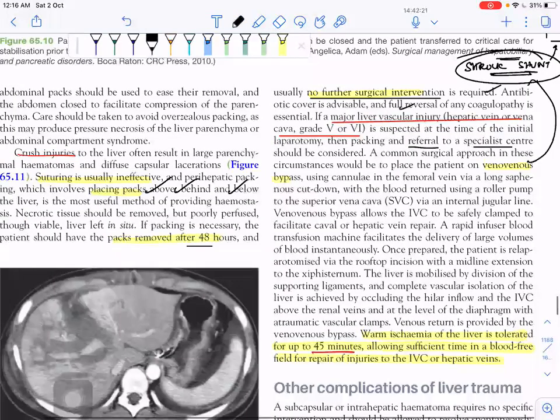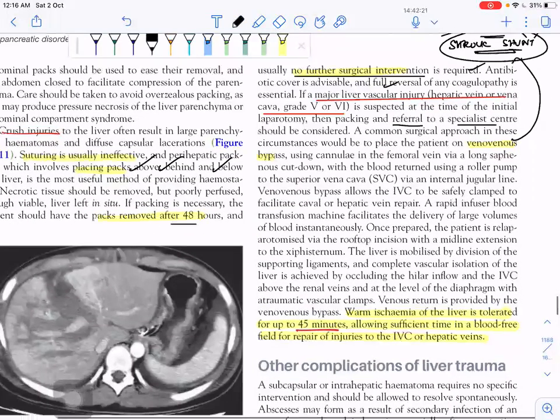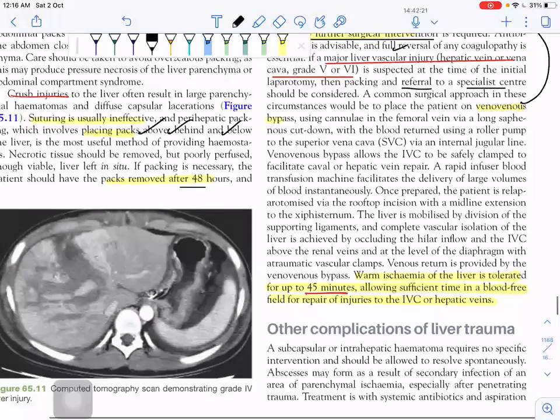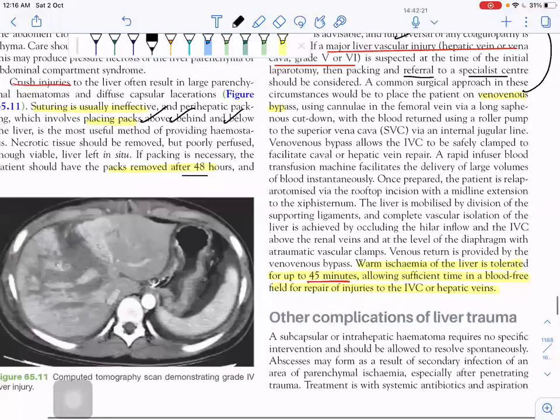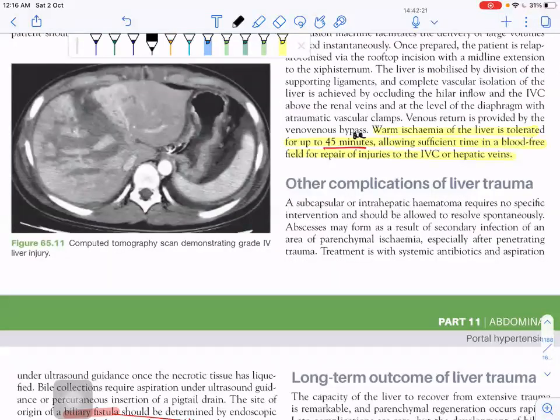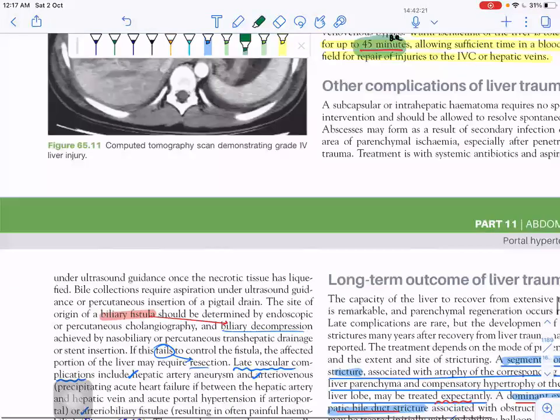Next, warm ischemia of the liver is tolerated for up to 45 minutes. This is another MCQ, allowing sufficient time in a blood-free field for repairing injuries to the IVC or hepatic veins. So 45 minutes is very important.